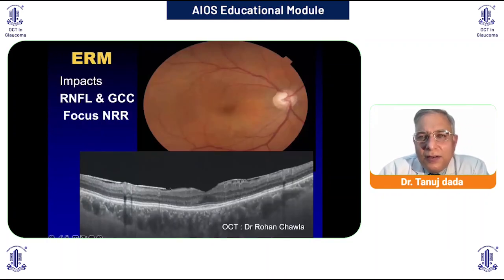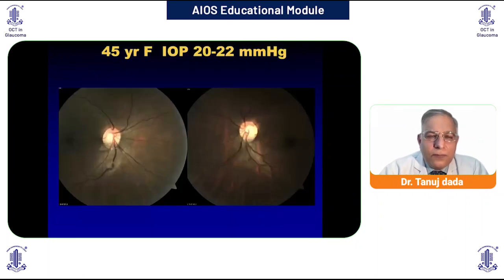And of course, you have to check. If you're not sure, ask your retinal colleagues, like we have with us Dr. Rohan Chavla. And there's an epiretinal membrane. So this sort of abnormality, if you are picking up, this will lead to an overestimation of the retinal nerve fiber layer. So you have to check the interface between the retina and the vitreous. Any abnormality here, it is going to interfere and lead to overestimation of your retinal nerve fiber layer thickness. So if in doubt, ask your retina colleagues to check the macula.